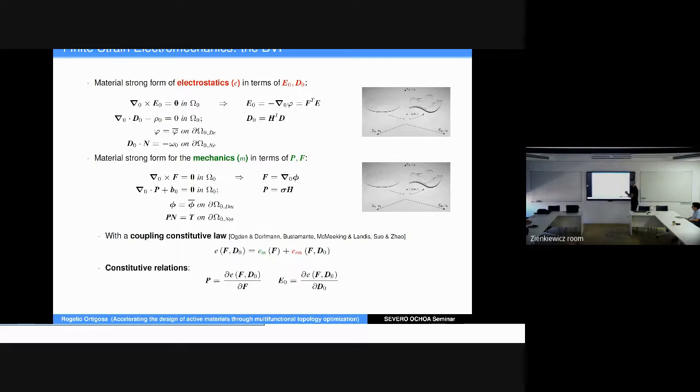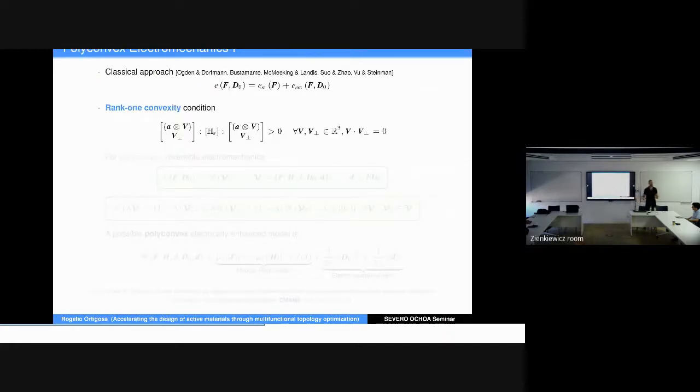But the key thing here is how to define that constitutive law. Can we define any constitutive law? Is it possible to define any constitutive law? The answer is no. At least there should be some mathematical constraints, physical as well, like objectivity and so on, but there are some mathematical constraints that need to be satisfied. A reasonable constraint is that the constitutive law needs to be rank 1 convex. This is the expression for rank 1 convexity, where this guy here is nothing else than the Hessian of this.